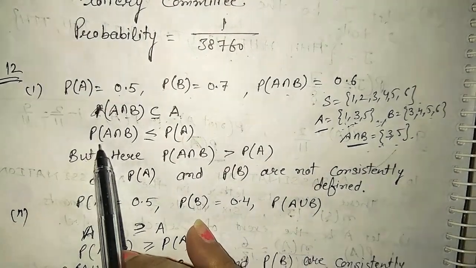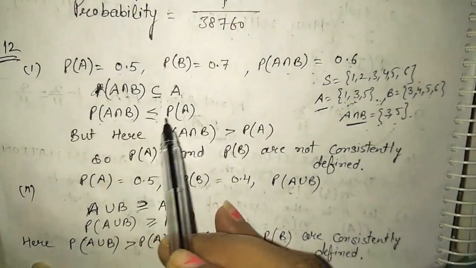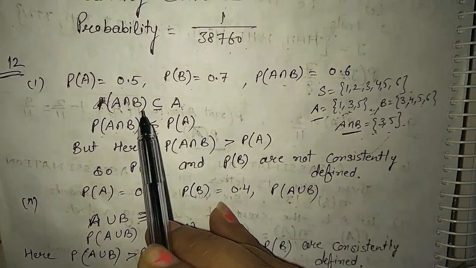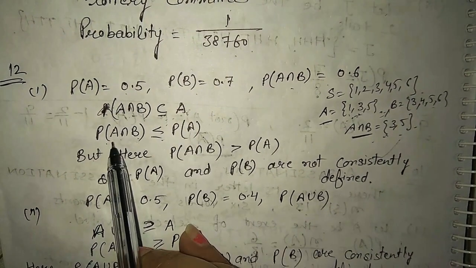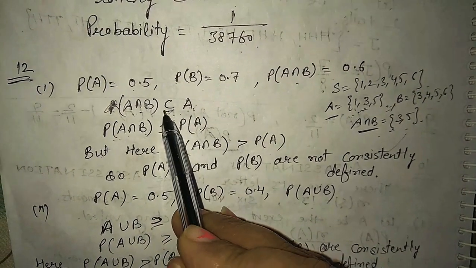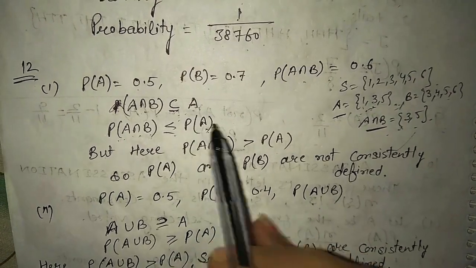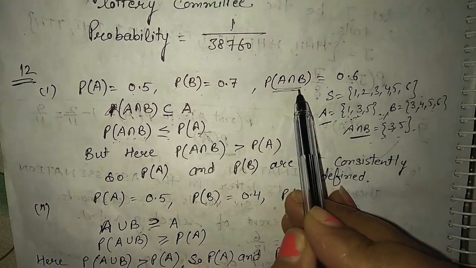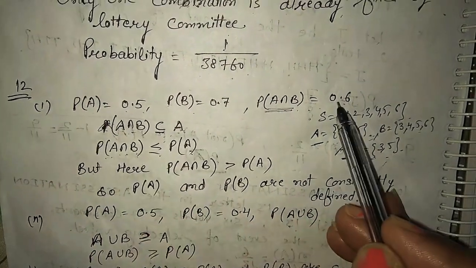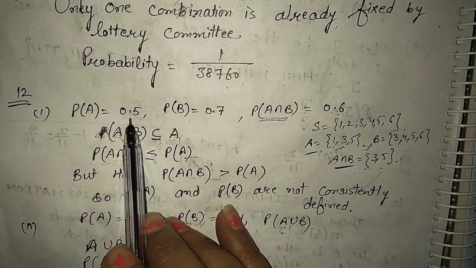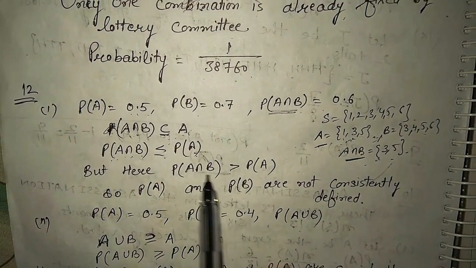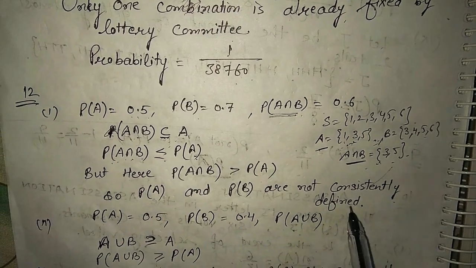Then the probability of A intersection B is less than or equal to P(A), because if this is a subset of that, its probability will be smaller than that, and if they are equal, the probability will be equal. But in this case P(A intersection B) is greater than P(A). Look here, it is 0.6, it is 0.5. So these are not consistently defined.